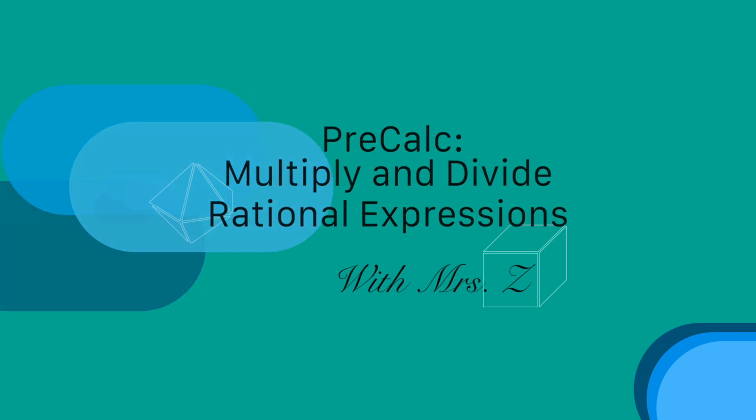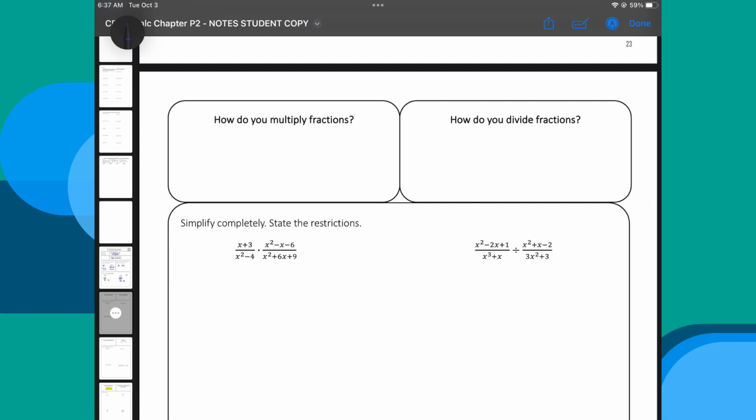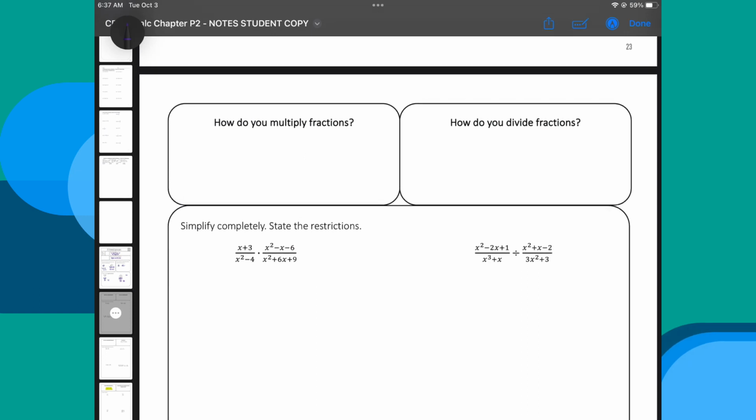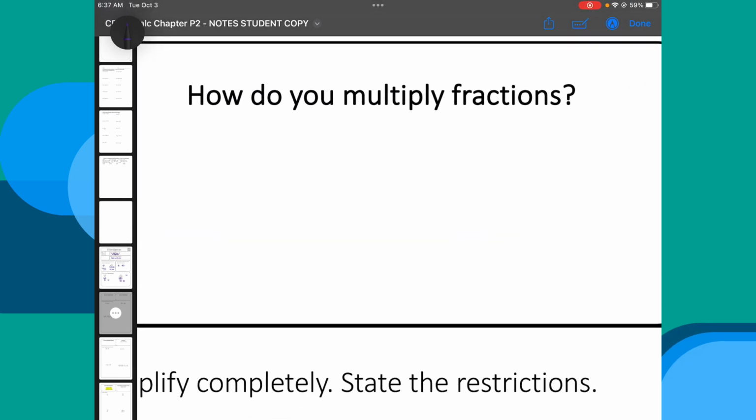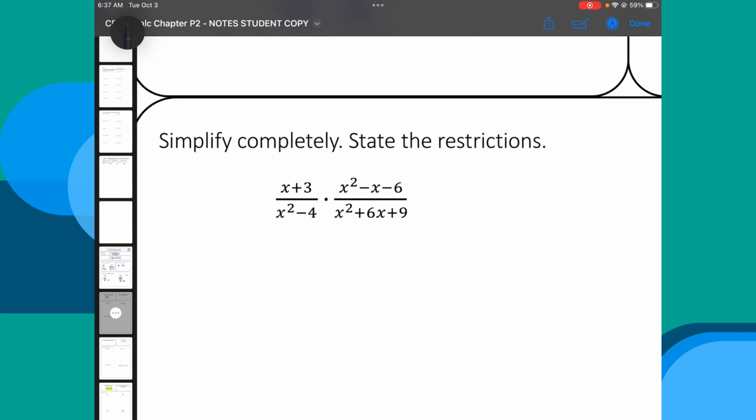Multiplying and dividing rational expressions. How do you multiply fractions? You multiply the numerator with the numerator and the denominator with the denominator. So we'll do the numerator times the numerator, and then we'll have the denominator times the denominator. And anything that cancels, you would cancel out from there. So here, we're going to take our numerator and multiply it with our numerator. We're going to take our denominator and multiply it with the denominator.